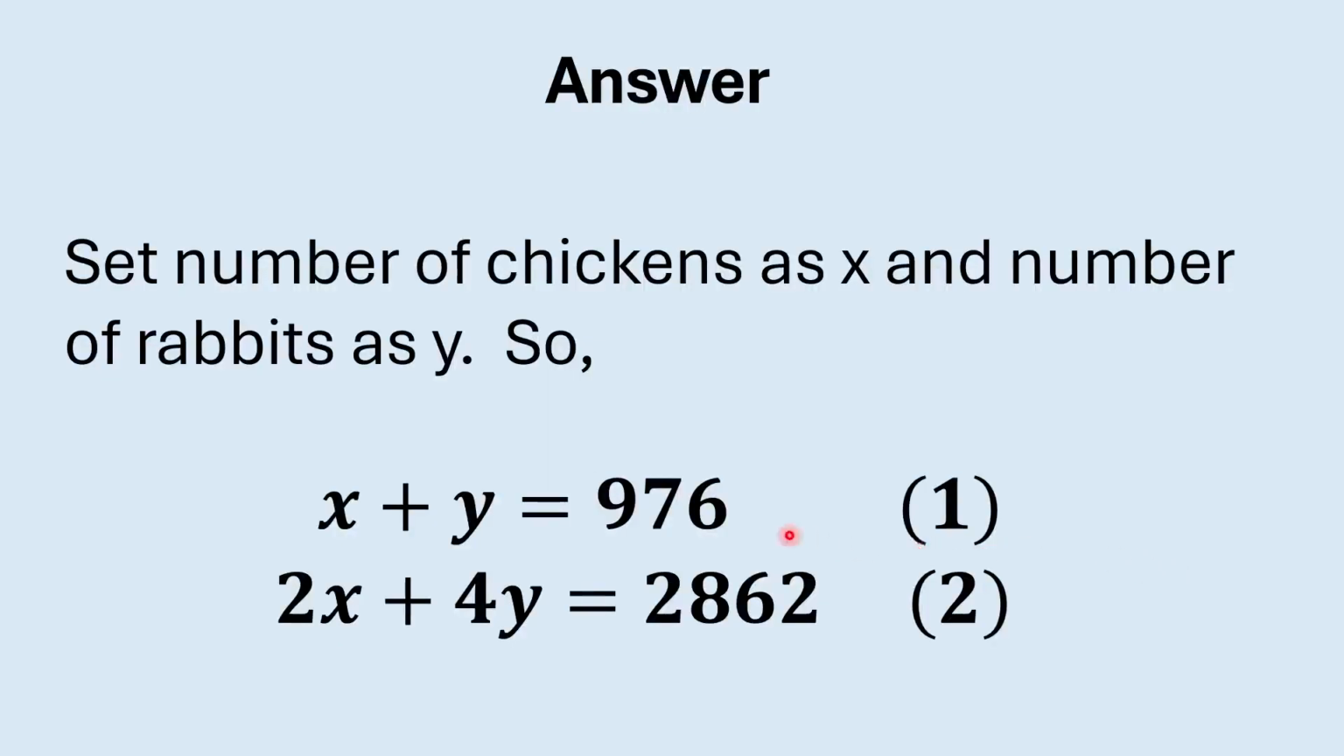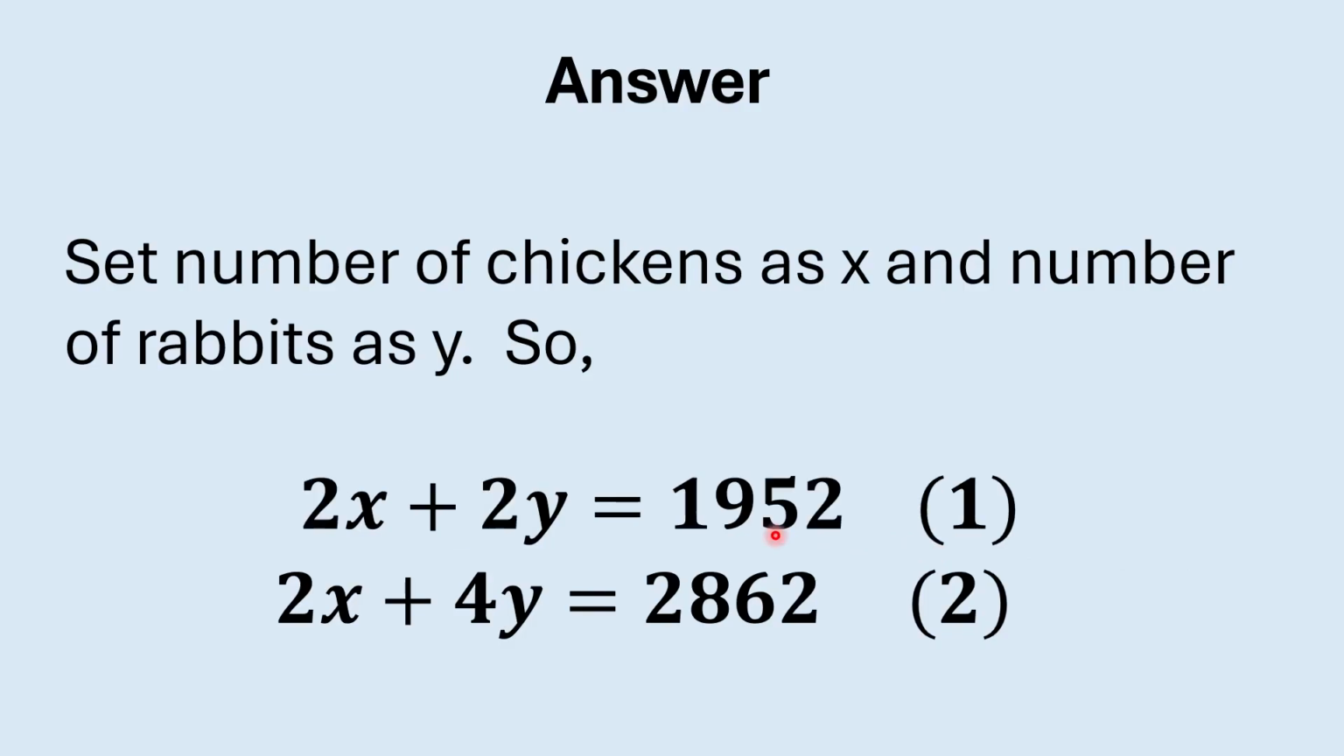So firstly, for equation 1, we can use 2 to multiply both left and right sides. So 2x plus 2y is equal to 1,952. And there is a basic rule in mathematics. For example, if A is equal to B and C is equal to D, and if we subtract the left side, A minus C, and if we subtract the right side, B minus D, then A minus C must be equal to B minus D.